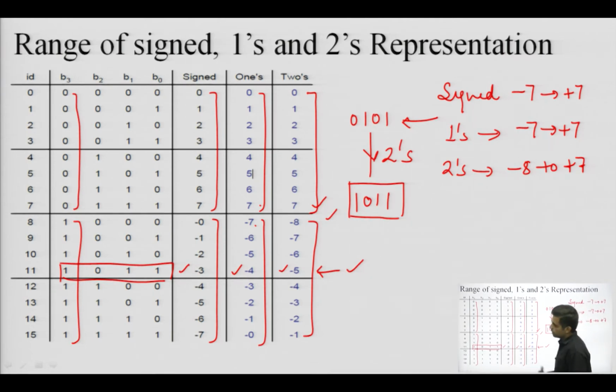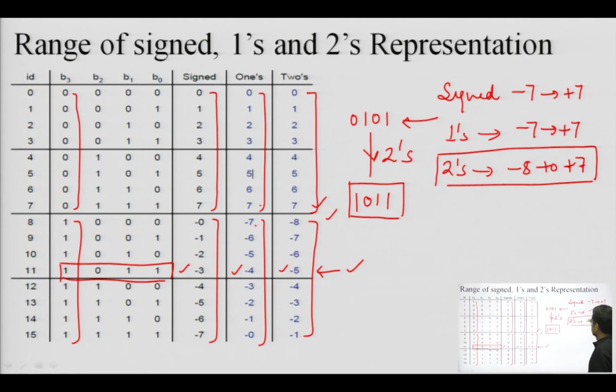Okay. So, in this way we can generalize this into a formula: for n-bit representation the range is minus 2 raised to power n minus 1, to plus 2 raised to power n minus 1. Okay. So, in this way we can write the range of these numbers, and we can find that the 2's complement has the highest range, as it is providing minus 8 to plus 7.